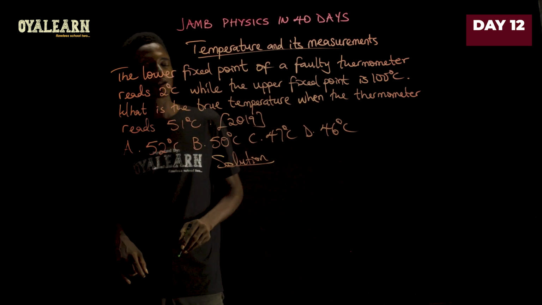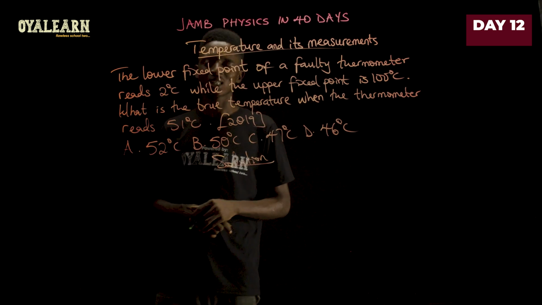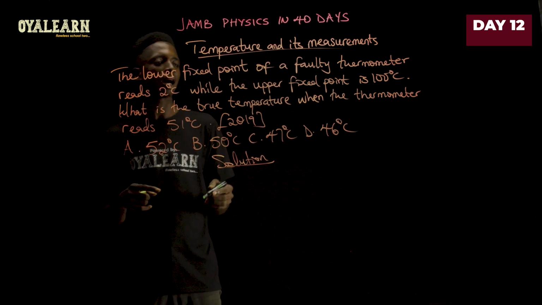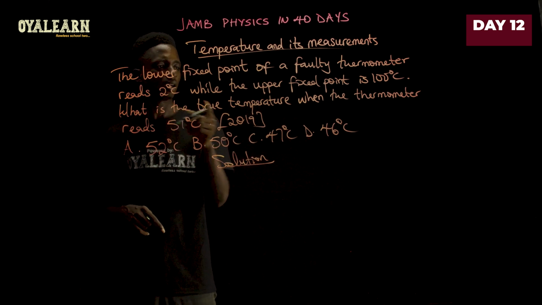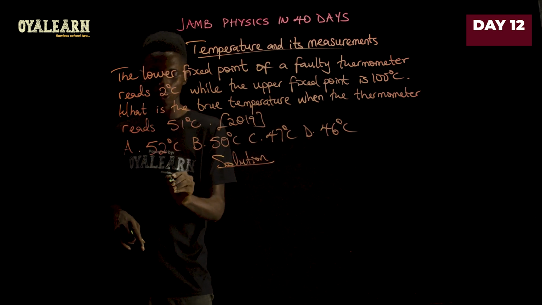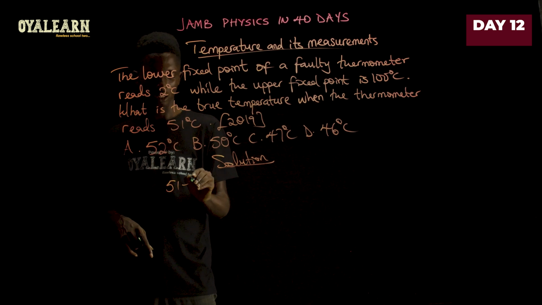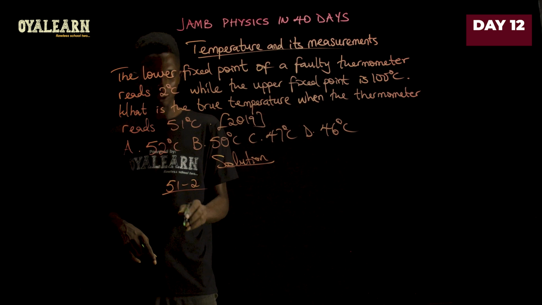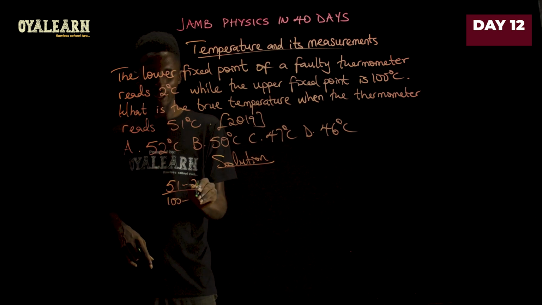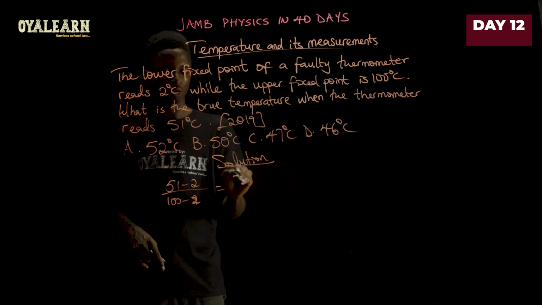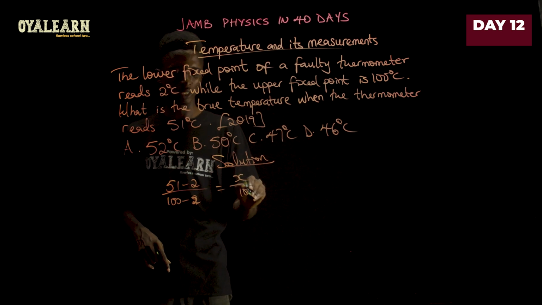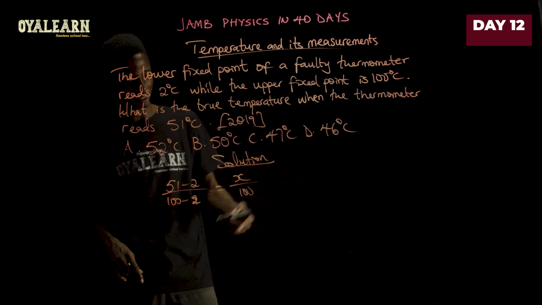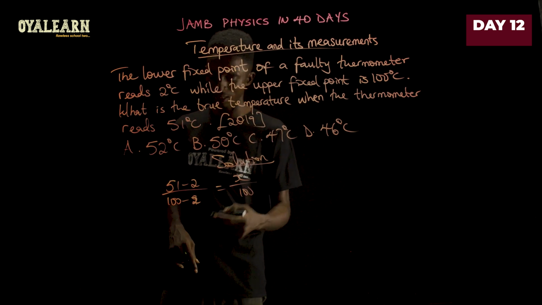When you compare this to a working thermometer, you're going to have these ratios now. Remember, it's reading 51, so we're going to do 51 minus 2 divided by the upper fixed point, which is 100 minus 2 as well. And then we equate this to x over 100. Now this is x minus 0, which is still x, and then 100 minus 0 is still 100.